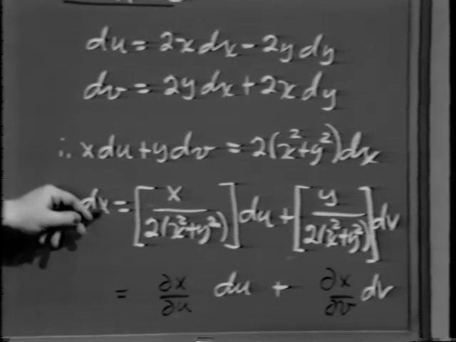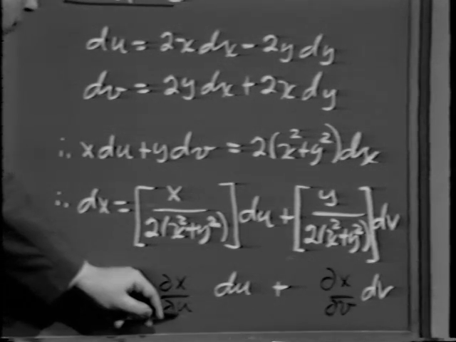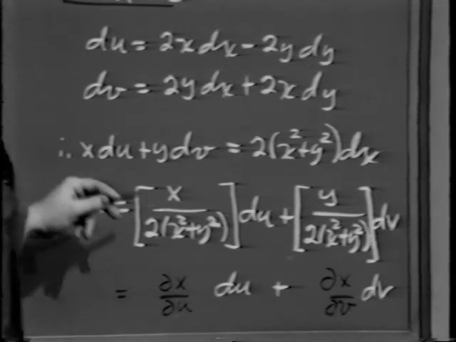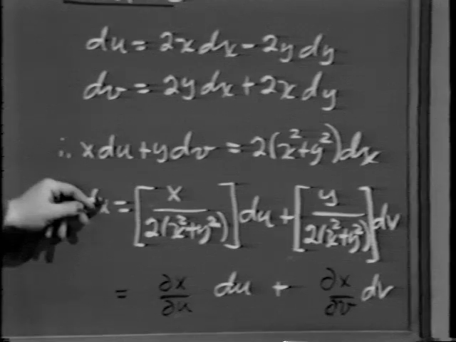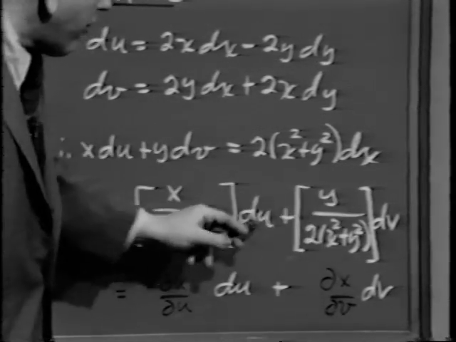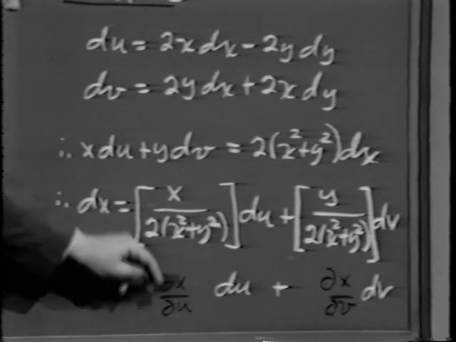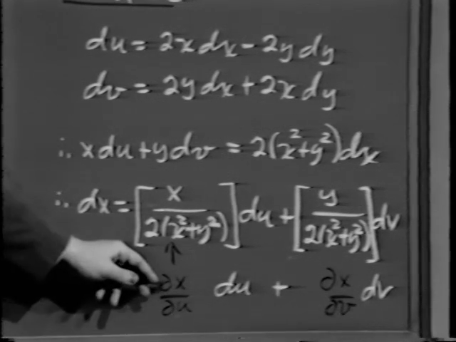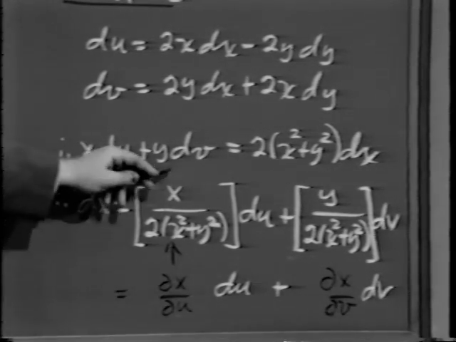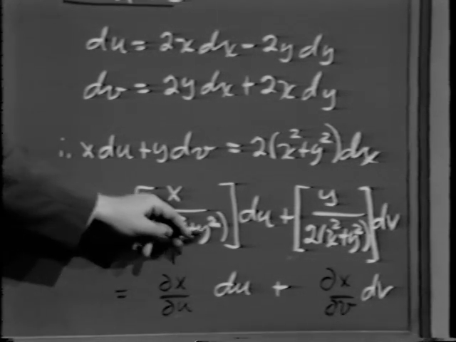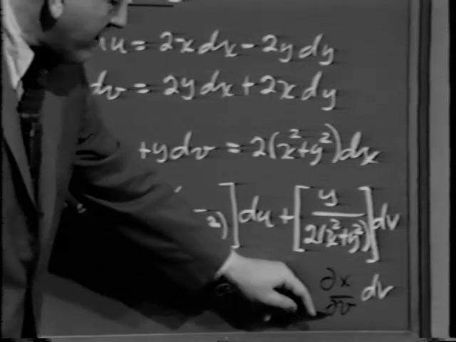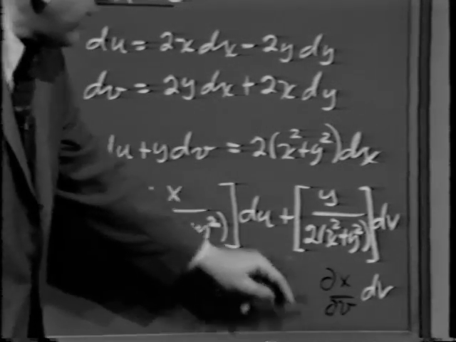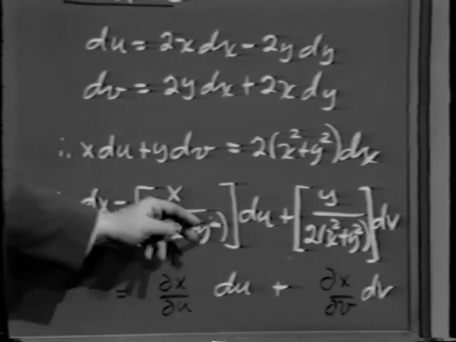Recall that I also know by definition that dx is the partial of x with respect to u times du plus the partial of x with respect to v times dv. Recalling from our lecture on exact differentials that the only way two differentials in terms of du and dv can be equal is if they're equal coefficient by coefficient, I can therefore equate the two coefficients of du to conclude that the partial of x with respect to u is x over 2 times the quantity x squared plus y squared. In fact, I can get the extra piece of information, even though I wasn't asked for that in this problem, that the partial of x with respect to v is y over twice the quantity x squared plus y squared.